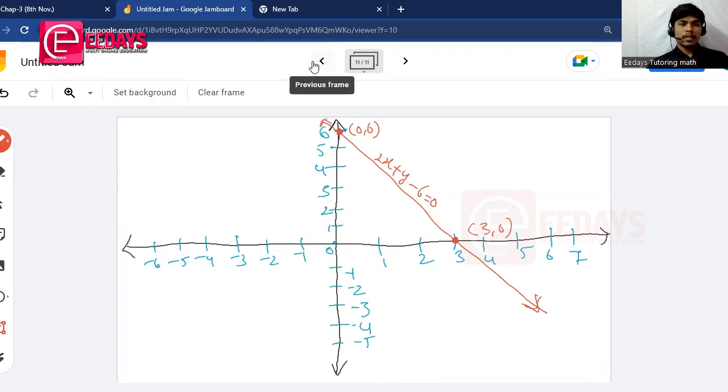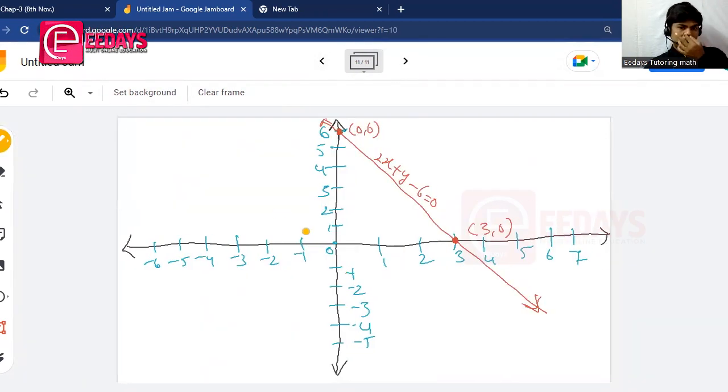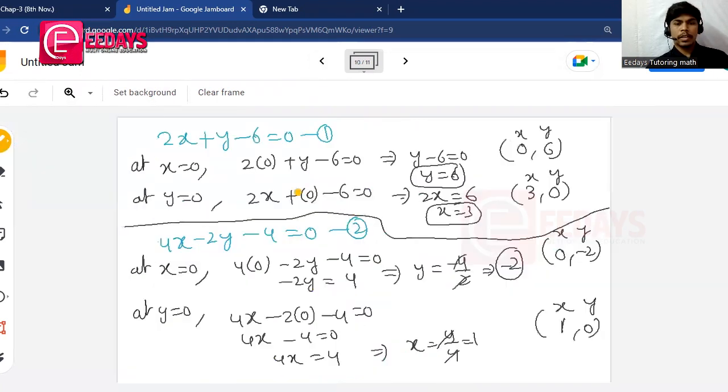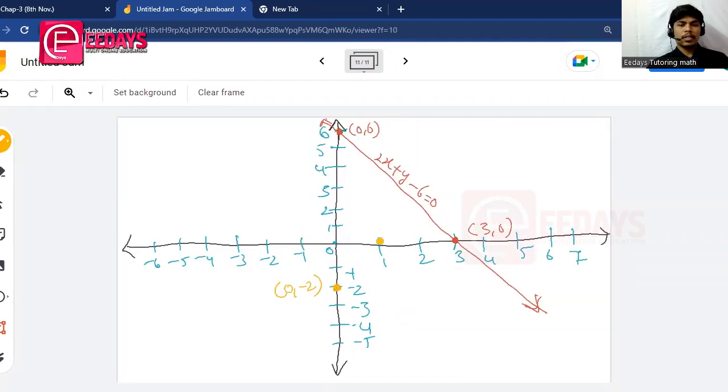All right. Similarly, you can find the next points. 0 comma minus 2, x is 0, y is minus 2. So it is located here. Shall I change the color? Okay, so 0 comma minus 2 and 1 comma 0 is another point. 1 comma 0, where the y coordinate is 0, is located here. Right? Let's join the points.